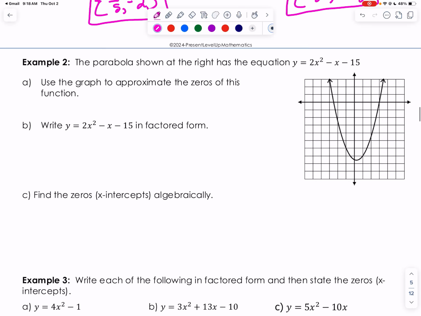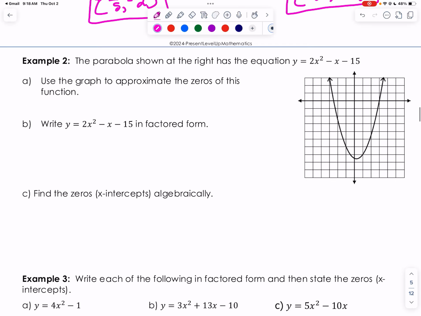All right, welcome back. Example 2. The parabola shown at right has the equation y equals 2x squared minus x minus 15. Use the graph to approximate the zeros of this function. All right, so our zeros are found where the function, in this case a parabola, touches the x-axis. So I have a 0 right here, and I have another 0 right here.